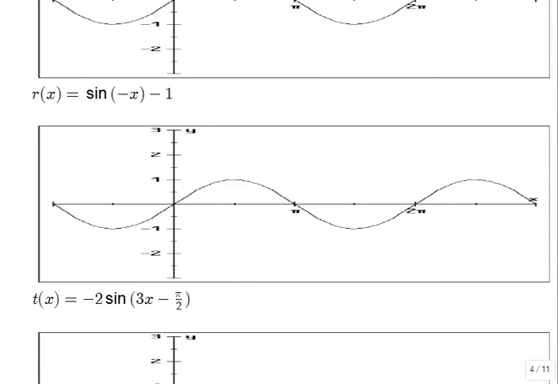Alright, how about sine of -x minus 1? Now normally when we see this negative next to the x, we would say that that's a horizontal reflection. So this would be a reflection over the y-axis because it's next to that x. But I want to remind you that sine is an odd function, and what that means is sine of minus x is the same as pulling that negative out front and making it negative times sine of x.